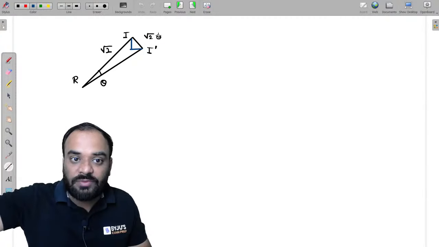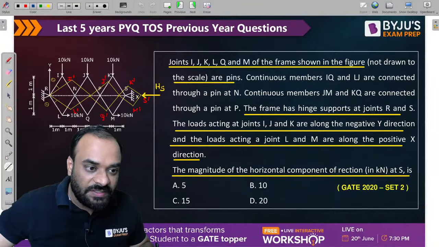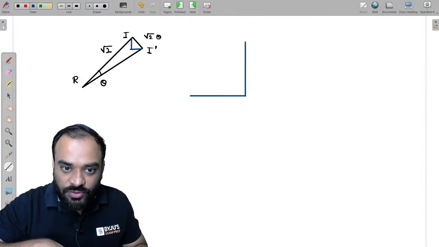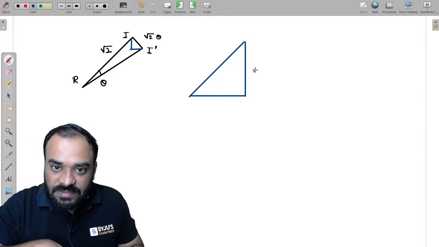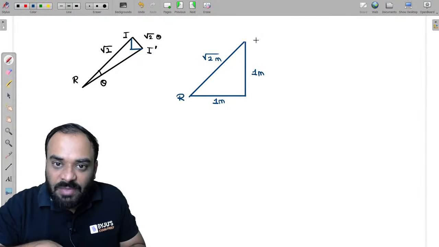It is root 2 times theta. Why root 2 times? Let me show you once again, guys. What is this distance? First understand this, children. You are not writing anything. Look at this and understand. Tell me, what is this distance? This distance is 1 meter. This distance is also 1 meter. So tell me what it is. It is root 2 meter.